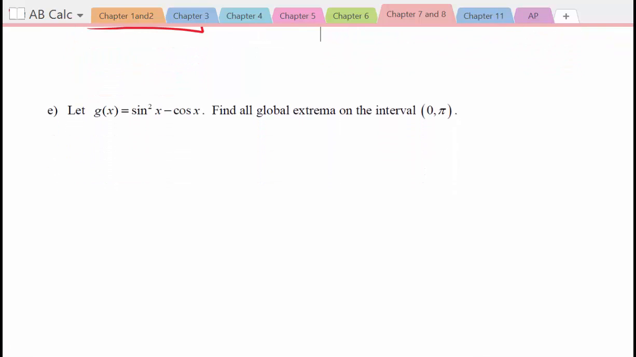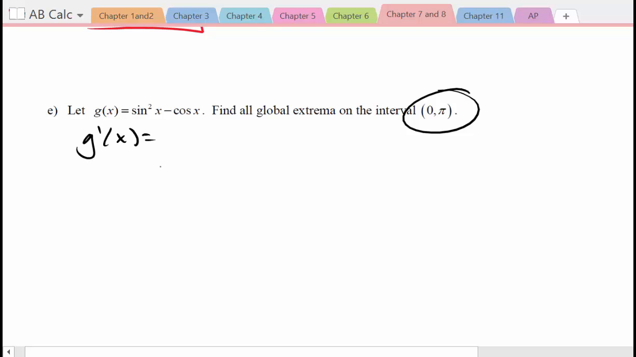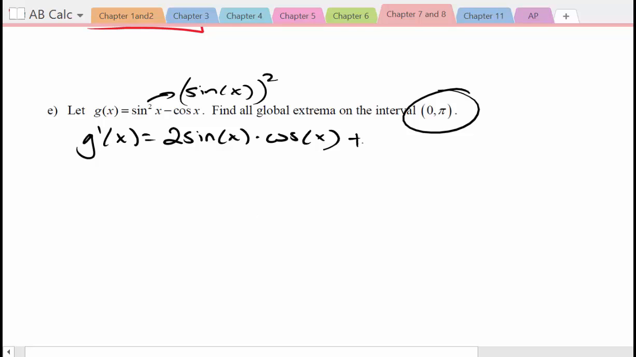Lastly, let g of x equal sine squared of x minus cosine of x. Find all global extrema on the open interval, using a sign chart. Finding the derivative: 2 sine of x times cosine of x. I'm using the chain rule. This is the same thing as sine of x quantity squared. The derivative of negative cosine is positive sine of x.